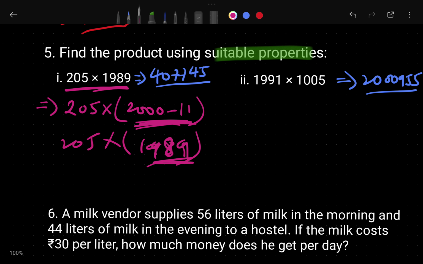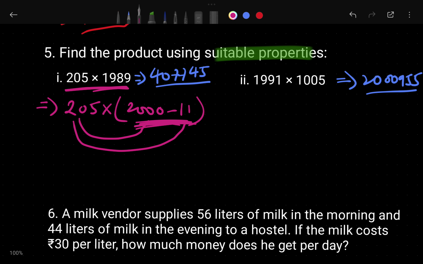So what is the use of doing that? That's why you will not do it directly. So we will write it like that only: 205 cross 2000 minus 11. We are not going to do this directly. So what we do here is multiply. We multiply 205 by 2000, then again 205 by 11.